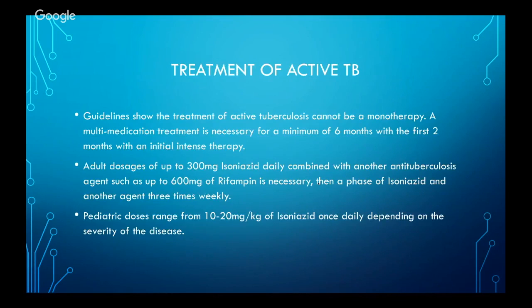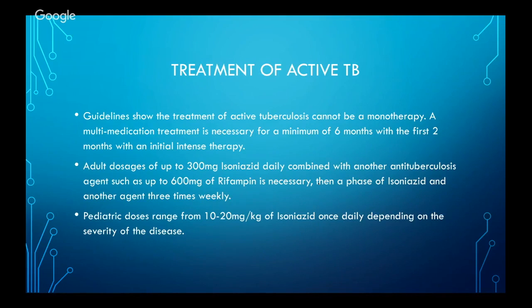Guidelines show the treatment of active tuberculosis cannot be a monotherapy. A multi-medication treatment is necessary for a minimum of 6 months with an initial intense therapy of 2 months. Adult dosages of up to 300 milligrams of isoniazid daily combined with another anti-tuberculosis agent such as rifampin at 600 milligrams is necessary. Then a phase of isoniazid and rifampin 3 times weekly. Pediatric doses are from 10 to 20 milligrams per kilogram of isoniazid once daily, depending on the severity of the disease.